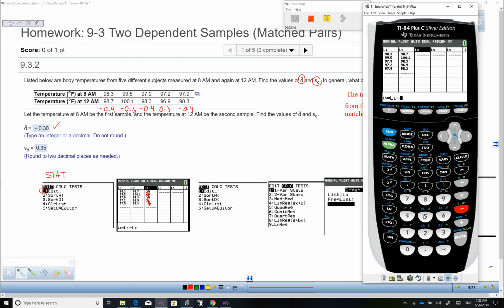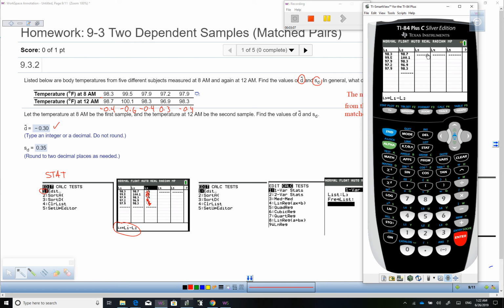minus second 2. When you're typing this little formula right here, after doing this and pressing enter, you will see these numbers right here, which are the corresponding differences.